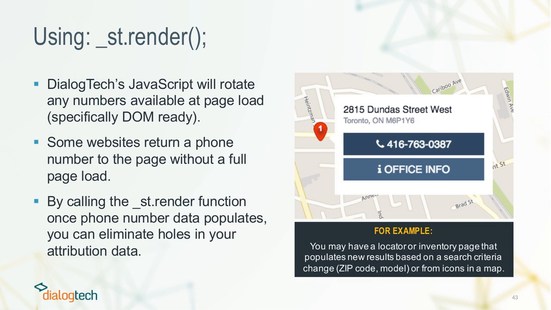So what the ST render function allows us to do is rotate that phone number. When that information is returned to the page, you can call ST render to rotate that phone number, which is important to eliminate holes in your attribution data.